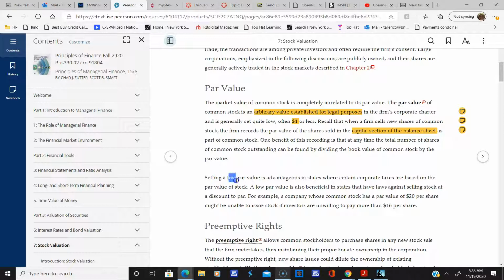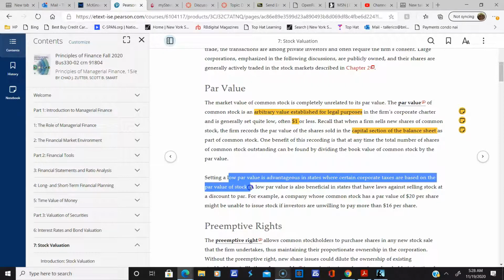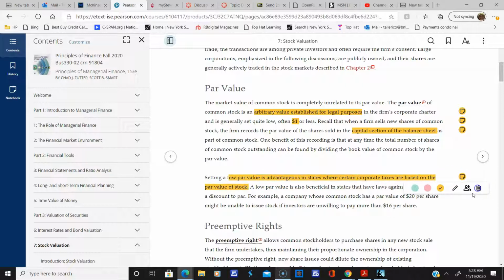So if you set a low par value, it's advantageous when certain states have corporate taxes that are based on the par value of the stock. So this is it. You have to do some research on which states worry about this.